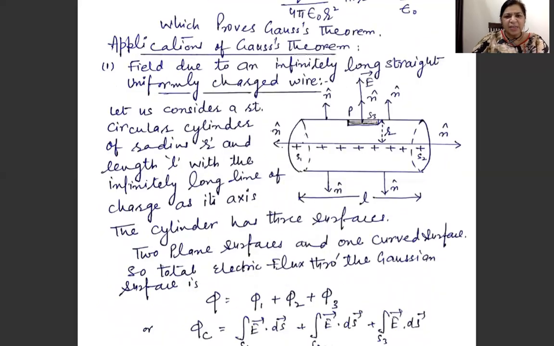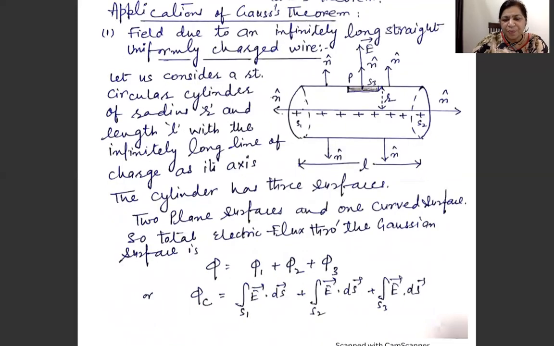Now after that, there are some applications of the Gauss theorem. The first application is that we can calculate the electric field intensity due to an infinitely long straight uniformly charged wire with the help of this theorem. Now here you can see the charged wire that is having a positive charge. We have assumed a cylindrical surface surrounding that line of charge so that we can calculate the electric field intensity in all the parts around it. So we have considered a right circular cylinder of radius r and length, you can see it is L, with the infinitely long line of charge as its axis.